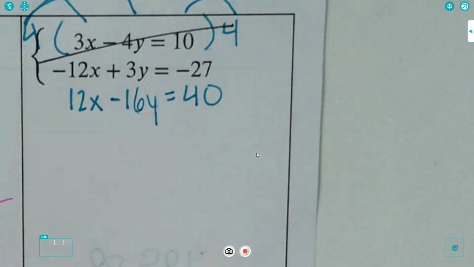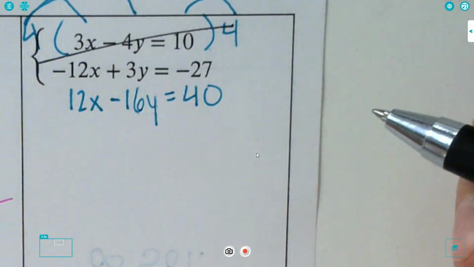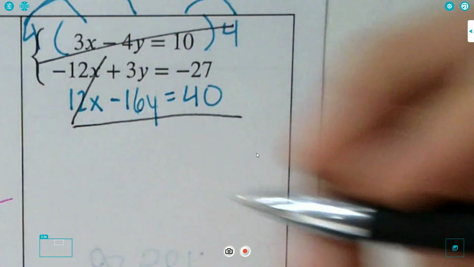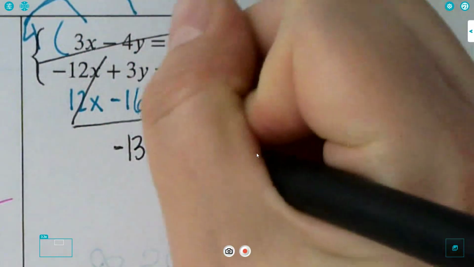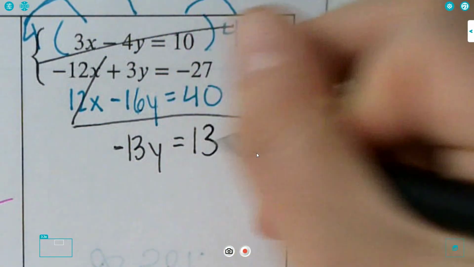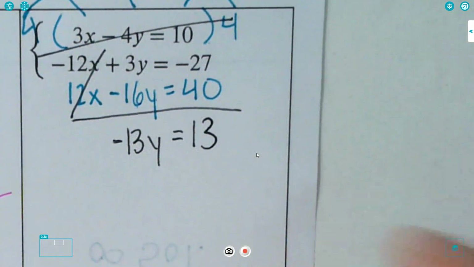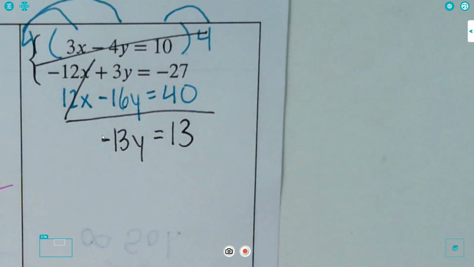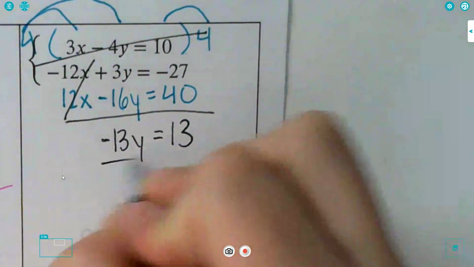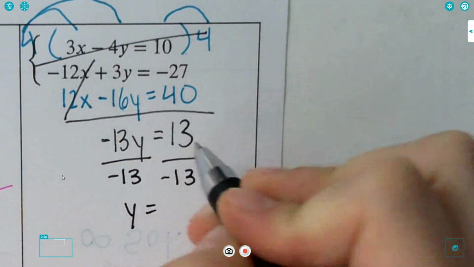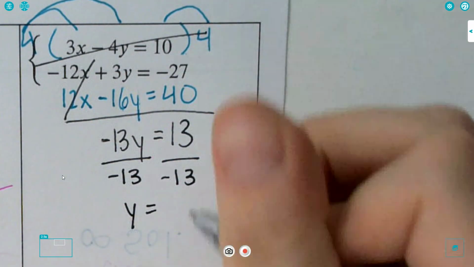And now we can combine. So negative 12x plus 12x, what happens there? Cancel, eliminate. 3y minus 16y, or 3y plus negative 16y, gives me negative 13y. And then negative 27 plus 40, or 40 minus 27, is positive 13. Right, we will divide both sides by negative 13. We will get y equals 13 divided by negative 13 is negative 1.